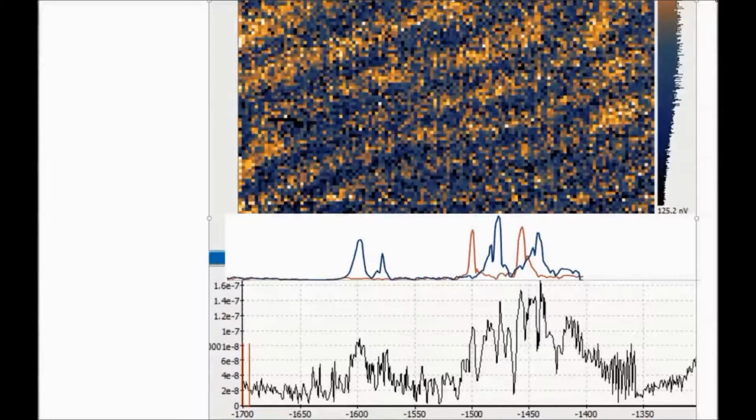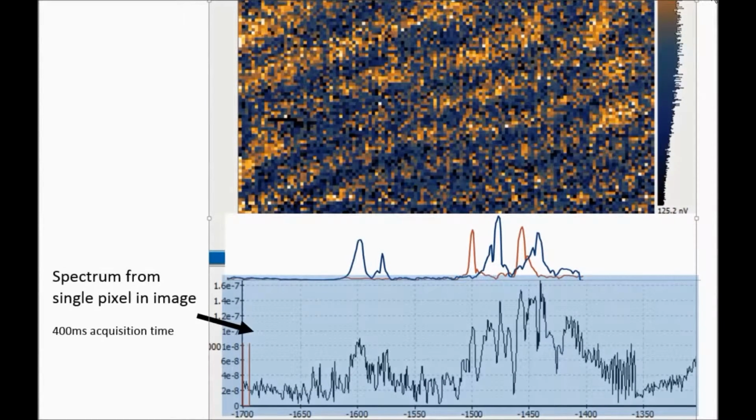This video visualizes the data taken in a hyperspectral PiFM image. All the data in this video is taken from a single image. At every pixel, the tip pauses and PiFM is recorded as the excitation laser is swept from 1300 to 1700 wave numbers. Each spectrum is recorded in 400 milliseconds, and one from a single pixel in the image is displayed here.